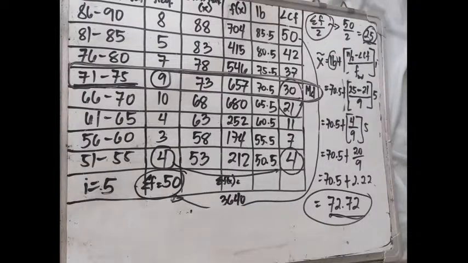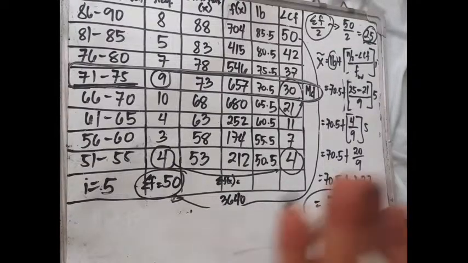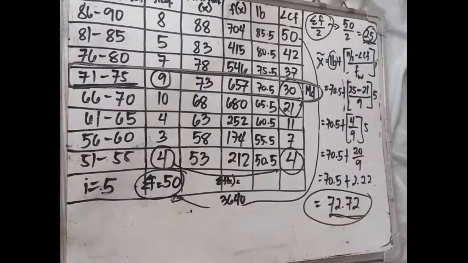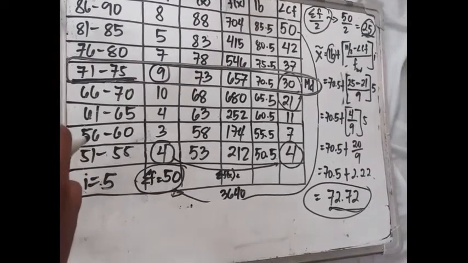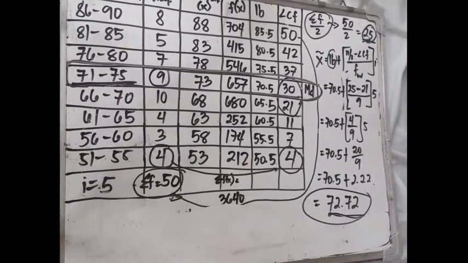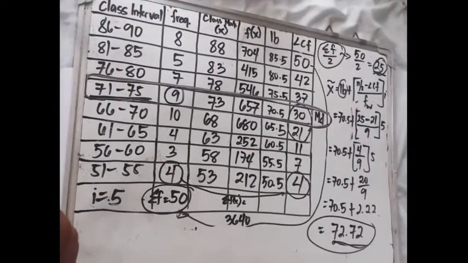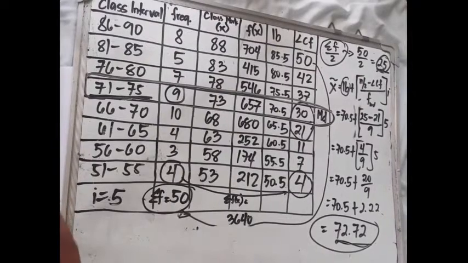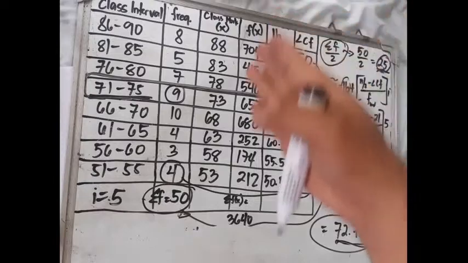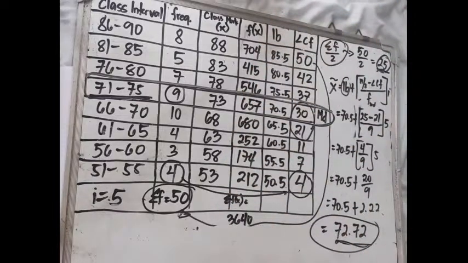So tandaan, take note that to find the mode from grouped data, what is the modal class? It is the class with the highest frequency. Tandaan, modal class, it is the class with the highest frequency. So automatically, kung ano yung given highest frequency dyan, that is your modal class.